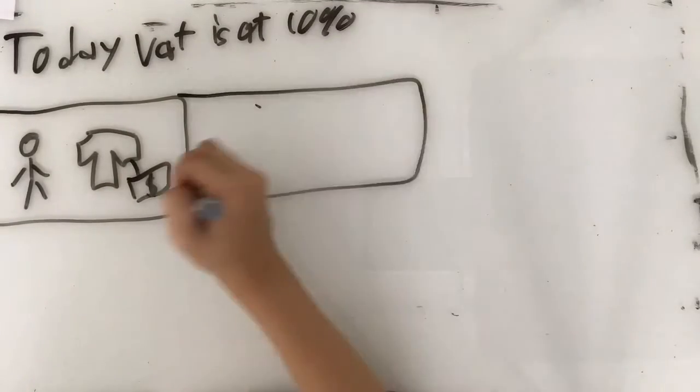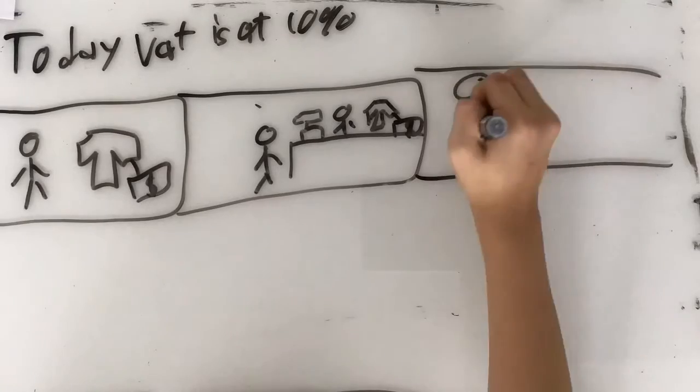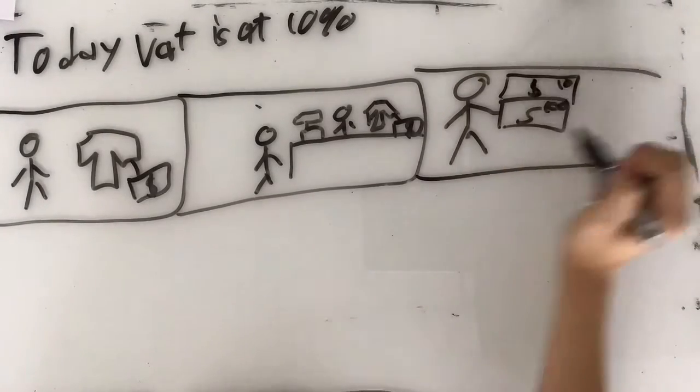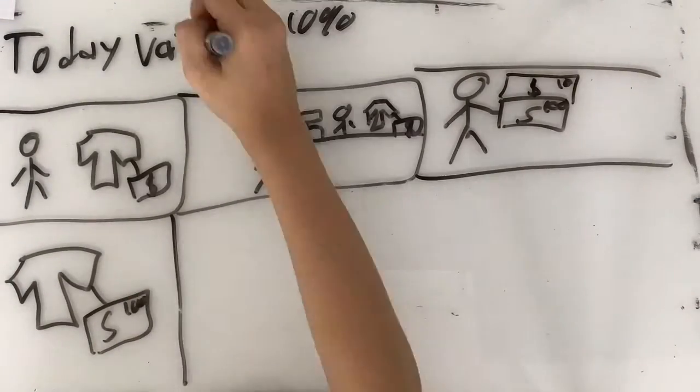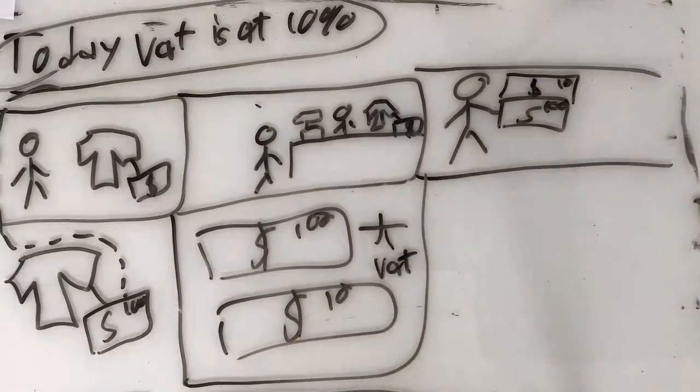This man wanted to buy a shirt. He goes to the cashier and pays. The t-shirt costs $100. Since the VAT today is at 10%, he has to add $10.